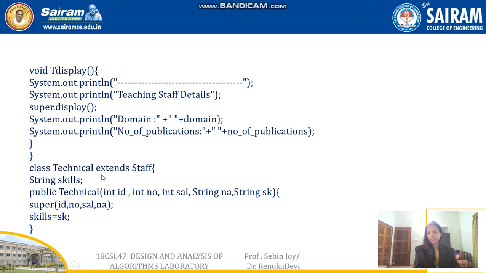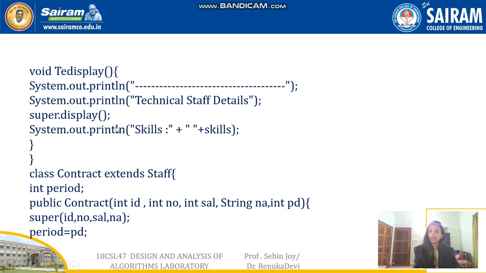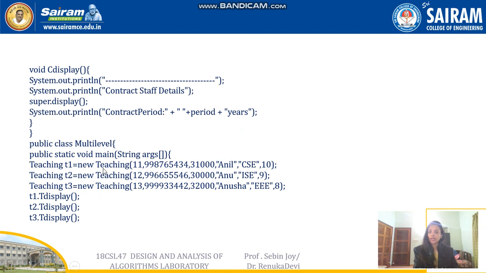Now technical is another class which extends this class. Same way we are doing it. Only thing is we are taking all these four variables from the top, and sk is the extra one which you are getting here. So sk which is copied to the skills. Now in the contract also again we are displaying it. Now in the contract also same thing, we are taking NA and PD, period from the user, and all these four things will be there in the superclass. We are taking it, and we are displaying this one. So this is the way we are doing this one. Hope you understood this one.